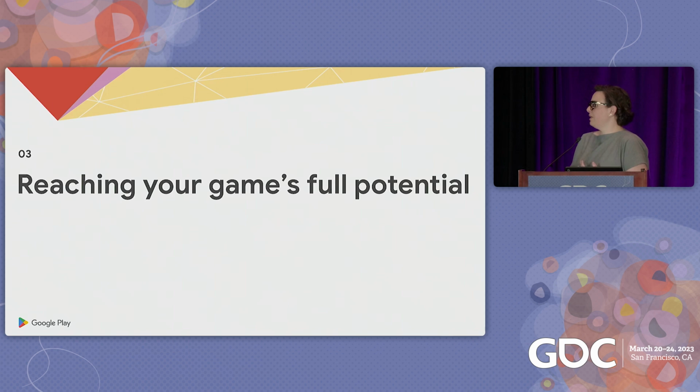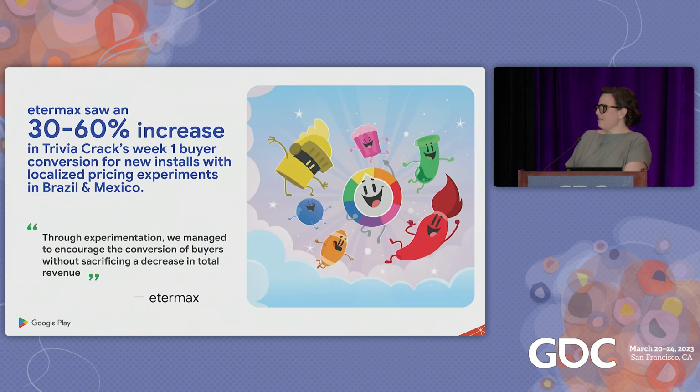So changing gear a little bit, I'm going to cover three, or perhaps four, different Play Console surfaces that we have today. These are things that I'm very excited about. The first one is about localized pricing. So Ethermax is an international developer founded in Argentina. And last year we ran an EAP with them, and we saw a significant increase in the number of new buyers after testing lowered prices in Brazil and Mexico on their leading trivia game called Trivia Cracked.